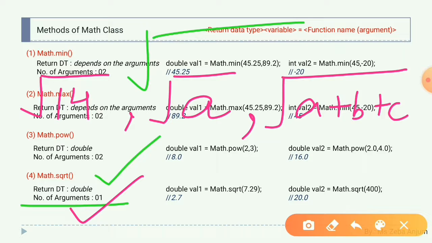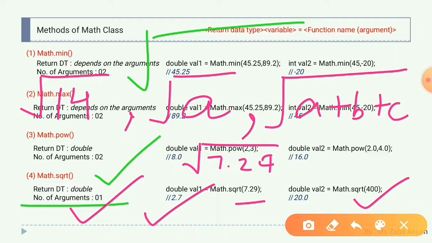Now see the example. We have Math.sqrt(7.29). If you calculate the square root of 7.29, you will get 2.7. Again, in the second example, you are going to calculate the square root of 400. We have a very simple answer here: you are going to get 20, but the return data type is double, so you are going to get 20.0.